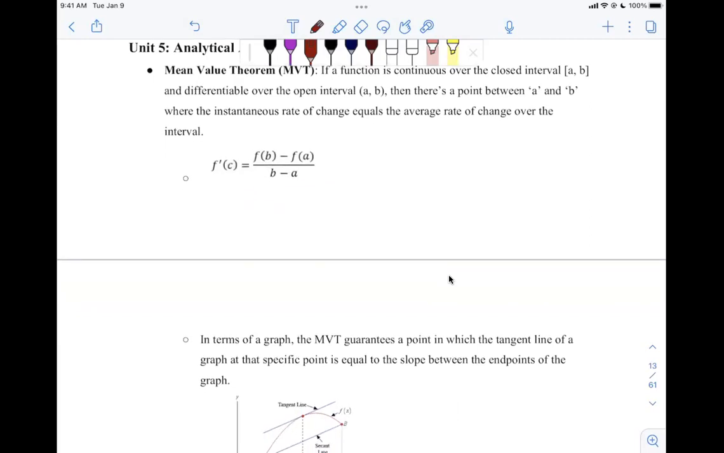We have our special application, which is when f of b equals f of a, and then we have some value c so that f prime of c equals 0. That special case is called Rolle's theorem.